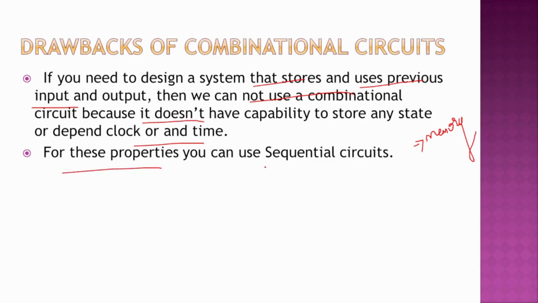For this property, you can use sequential circuit. Your second unit is based on the sequential circuit. There you will read about what is meant by sequential circuit and what are all the examples of sequential circuit. The difference between combinational circuit and sequential circuit is memory. In combinational we can't store any data or information, but in sequential circuit we can store data or information.